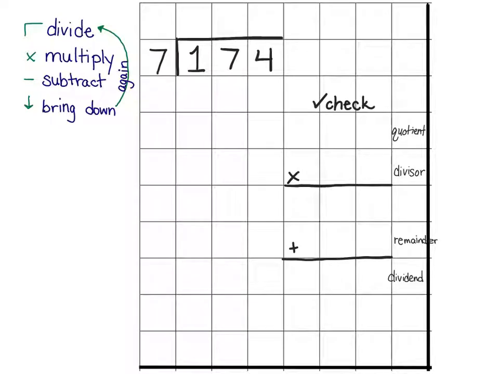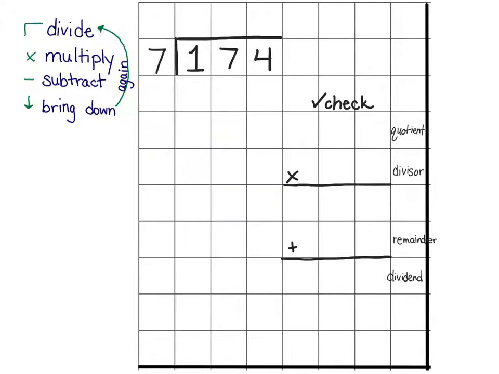Okay, the first problem on division worksheet number 2 is 174 divided by 4. So we need to divide, multiply, subtract, and bring down. Again, divide, multiply, subtract, and bring down.